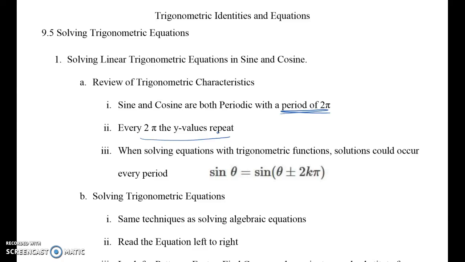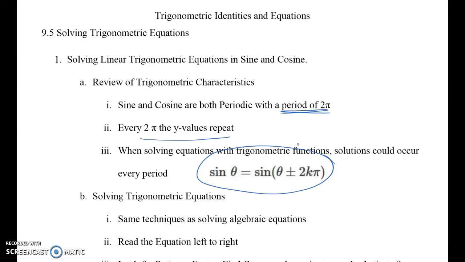So when we're solving equations with these trig functions, you should consider this right here, that sine theta is equal to sine of theta plus or minus 2k pi, where k is any integer, and this just helps us to find other angles within whatever kind of domain that we're working with.